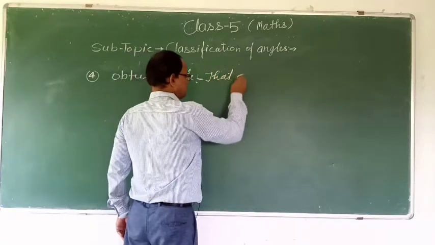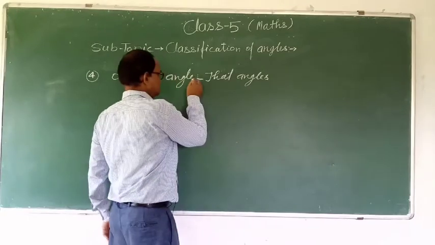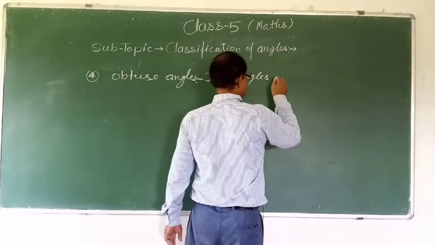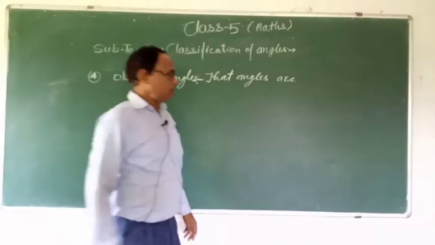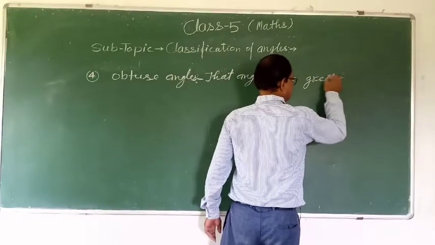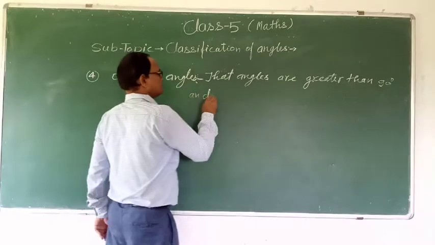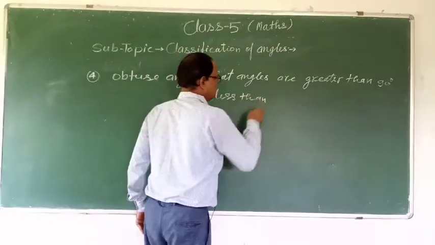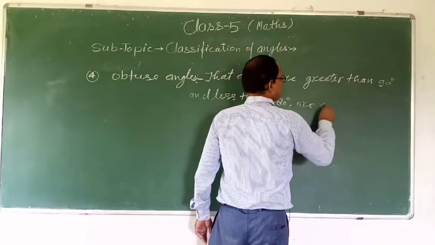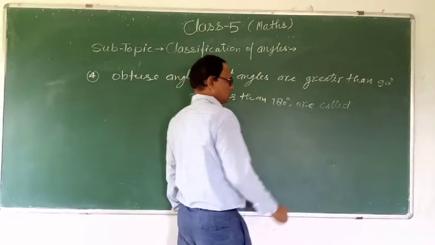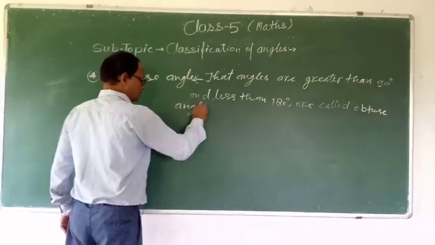Obtuse angles are angles that are greater than 90 degrees and less than 180 degrees. They are called obtuse angles.